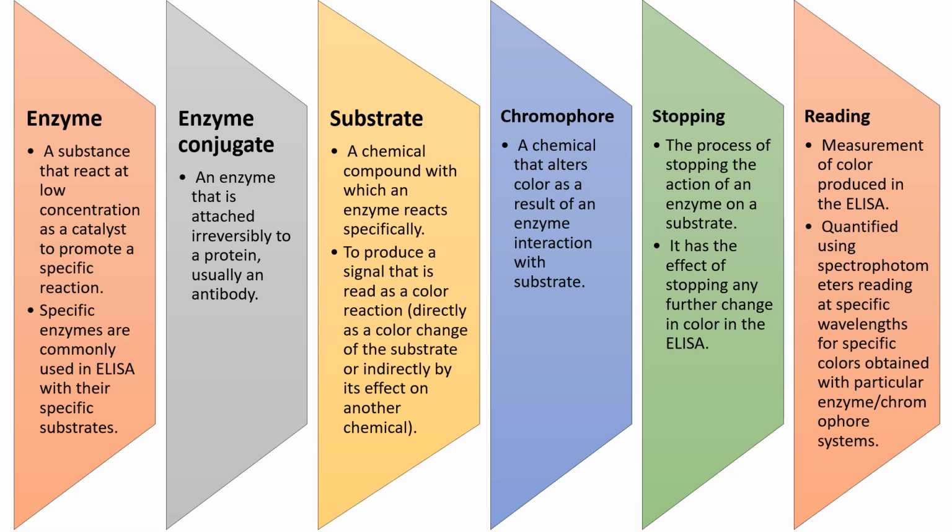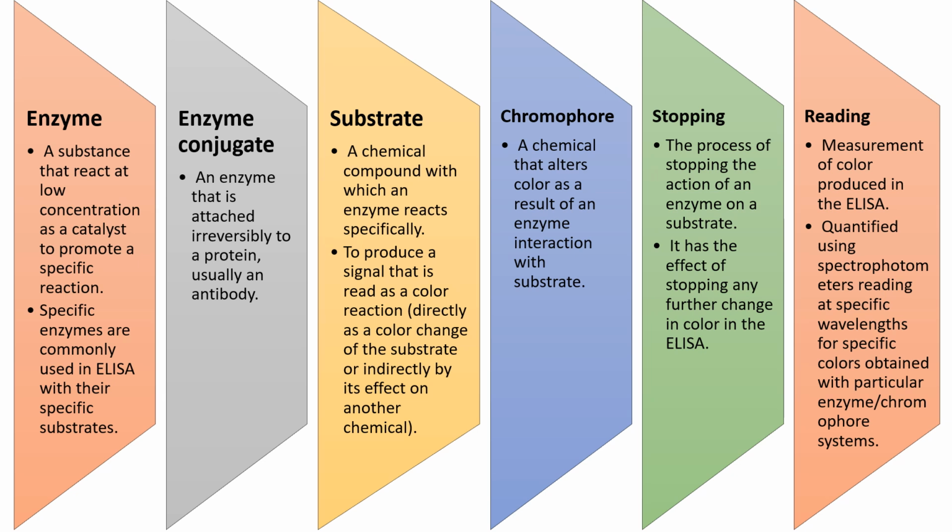Then there is the substrate. It's a chemical compound with which an enzyme reacts specifically, and it will produce a signal that is read as a color reaction. Then we have the chromophore, a chemical that alters the color as a result of the enzyme interaction with the substrate.